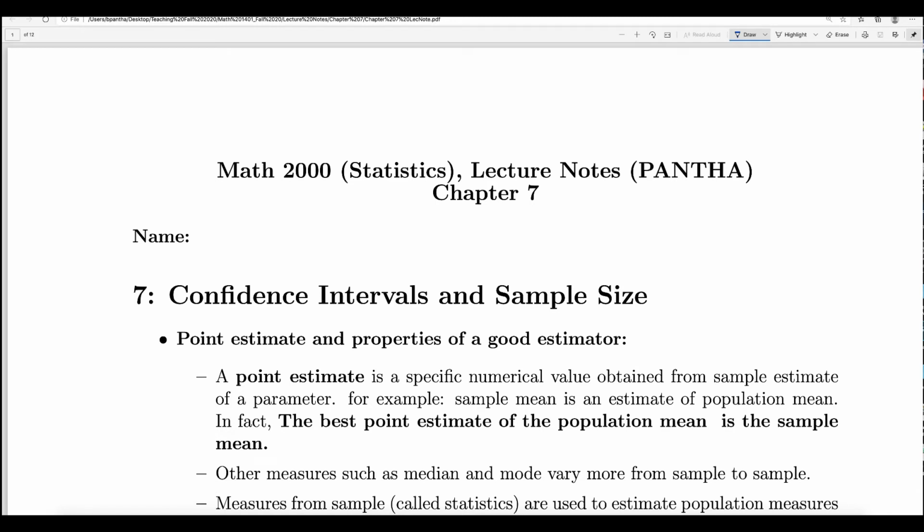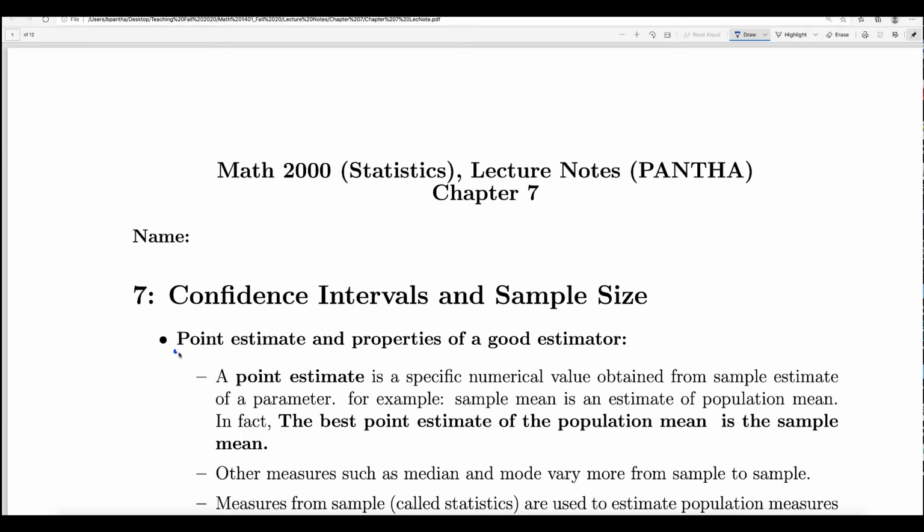In this video, we are going to talk about confidence interval, and we will find a confidence interval of a mean when the population standard deviation is given. Before we start that, let us talk about what is the point estimate.